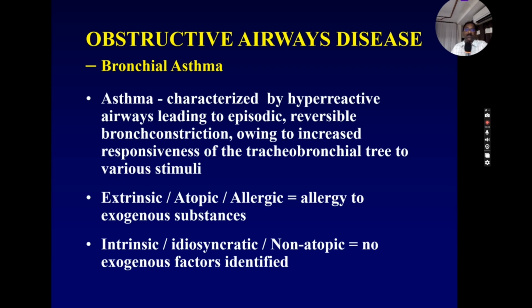This is characterized by hyperreactive airways leading to episodic, reversible bronchoconstriction, and there will be increased responsiveness of the tracheobronchial tree to various stimuli. So it is almost always an episodic and reversible bronchoconstriction. There will be extrinsic or atopic allergic, so allergic to exogenous substances. And some people will have the intrinsic or idiosyncratic or non-atopic type. There will be no exogenous factors identified.